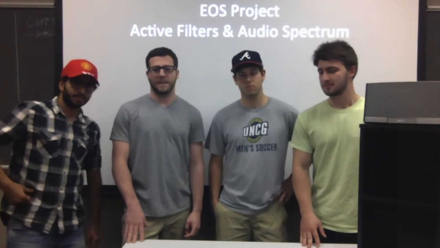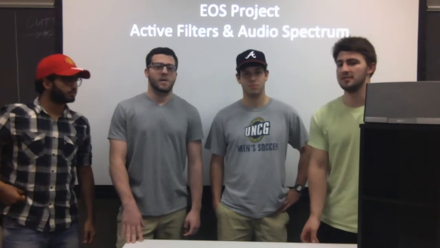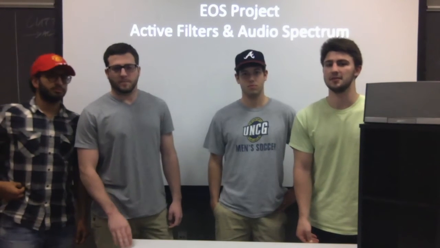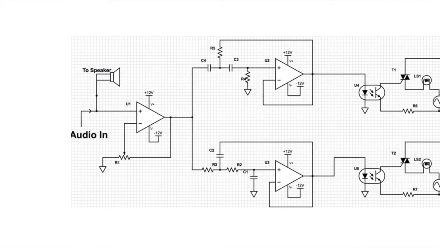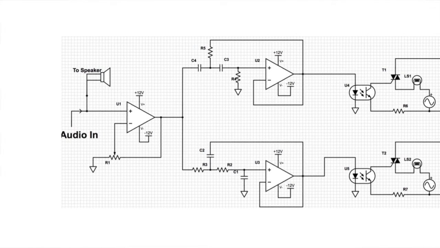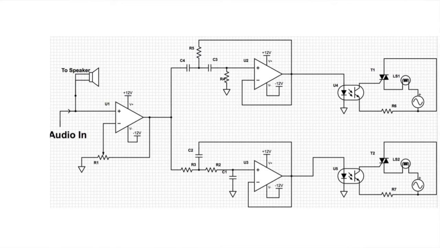Danny. I'm Arthur Gunn. This is our 201 end semester project, which was the active filter and audio spectrum. The objective of this project was to use low and high pass filters in order to control lights that responded to an audio input. As you can see from the schematic, this circuit is broken down into three main subsystems.